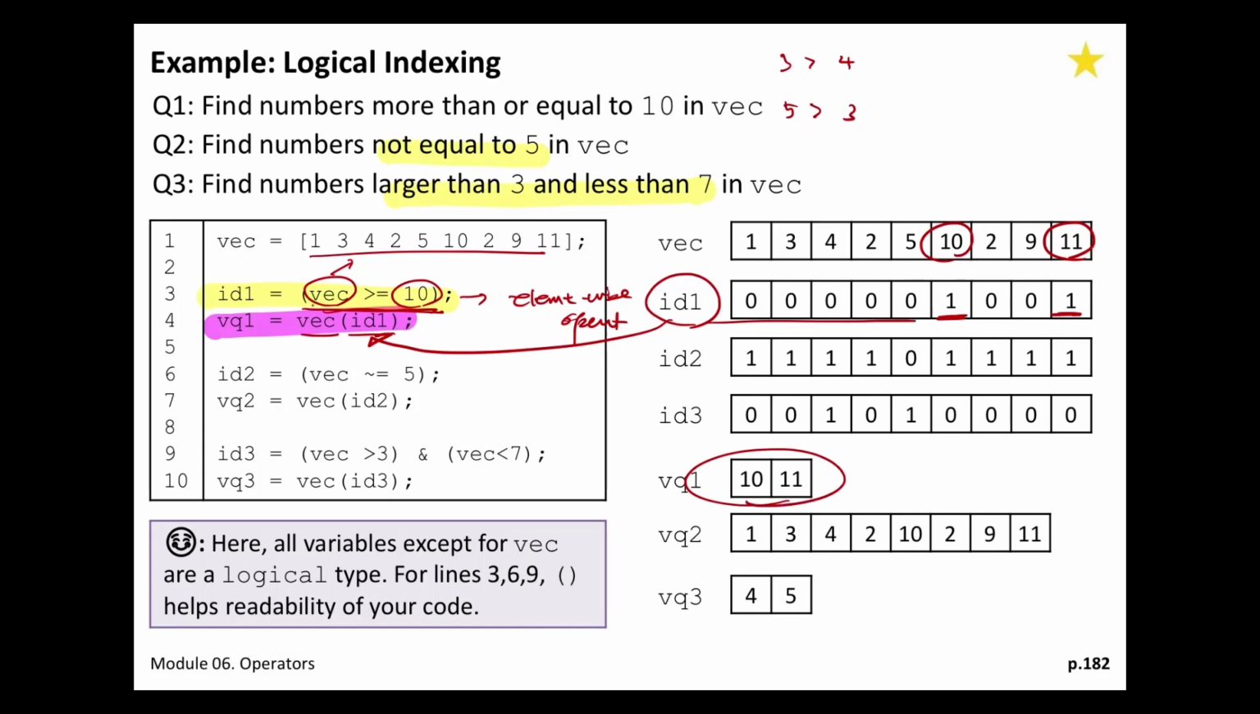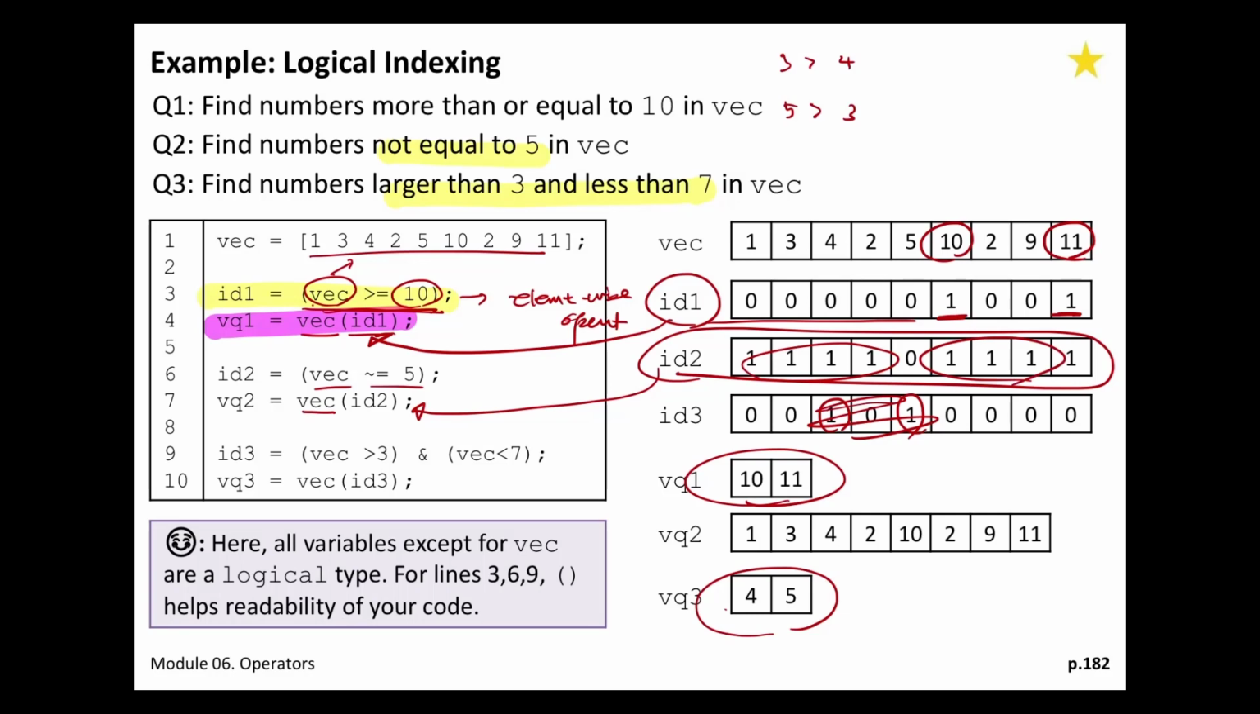The other example can be solved in a similar way. So vector is not equal to 5. That gives you this index vector. You can directly plug it into the vector, and this gives you the numbers at the true locations. That is 4, 5. Here. This one. Then the locations, it's all values except for 5, right?